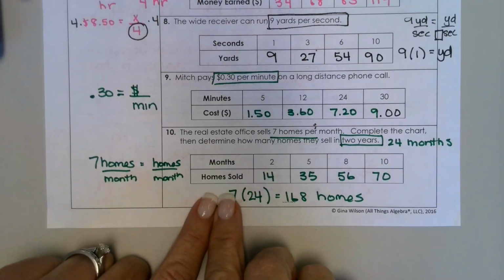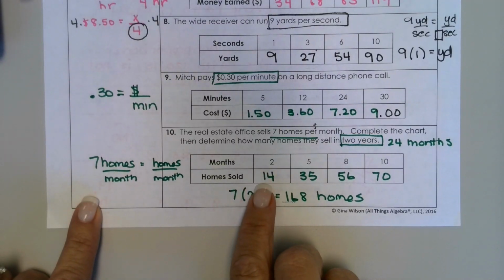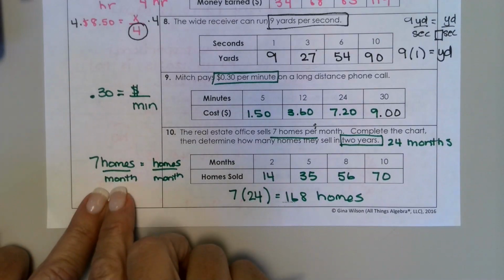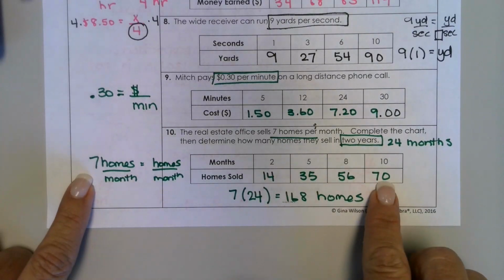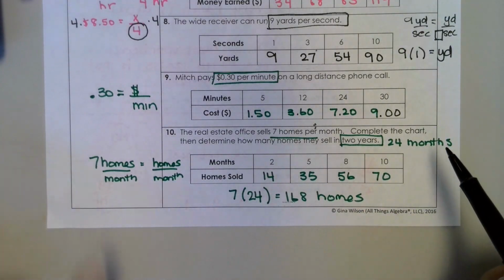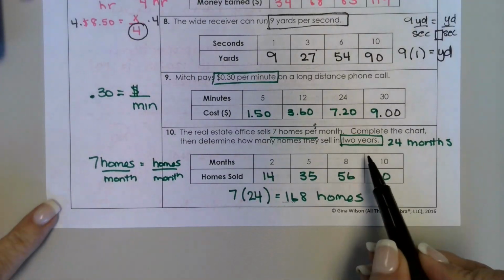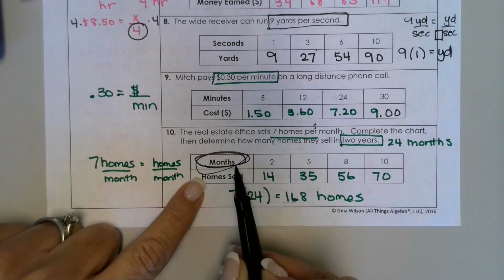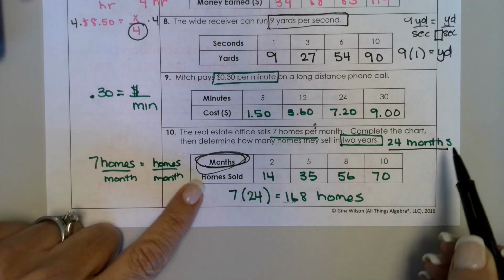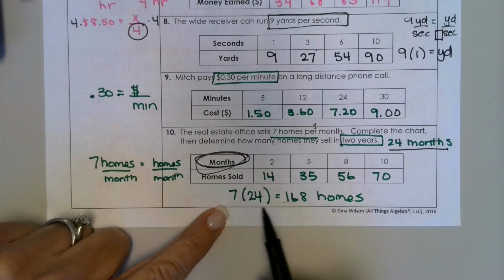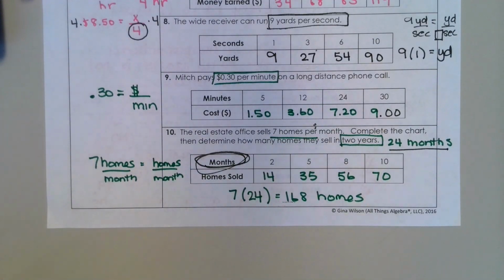On the second one over here, when it's got homes per month, so I have 7 homes per month. So homes per month, so I'm multiplying my months times my homes. This is what this looks like. And then the second question says, determine how many homes they sell in 2 years. Well, this is months. So if this is months, then I have to convert this 2 years to 24 months. So it would be 7 times 24 equals 168 homes. So look that over for a minute, and then we're going to move on to something else.